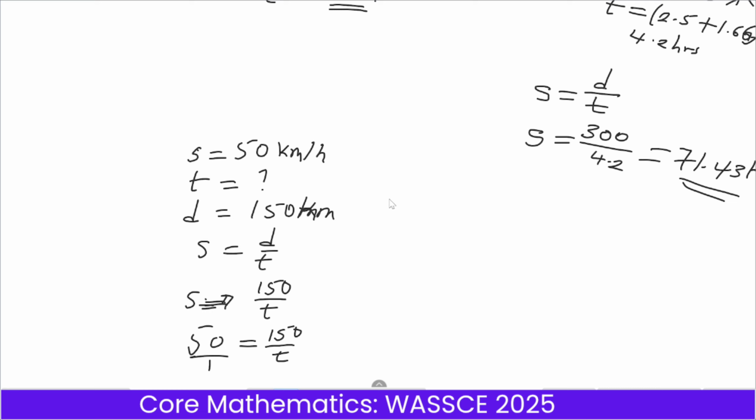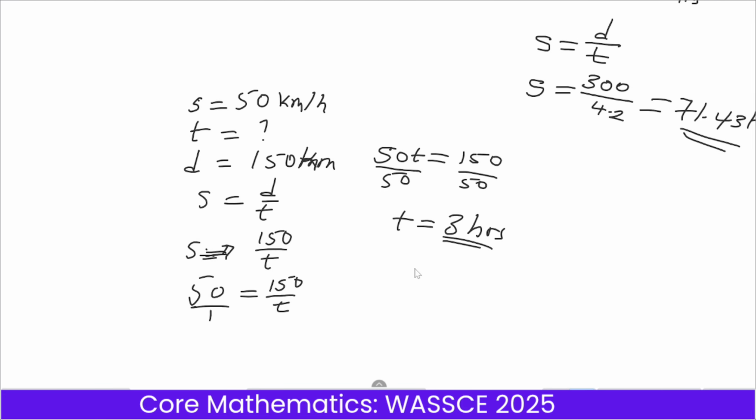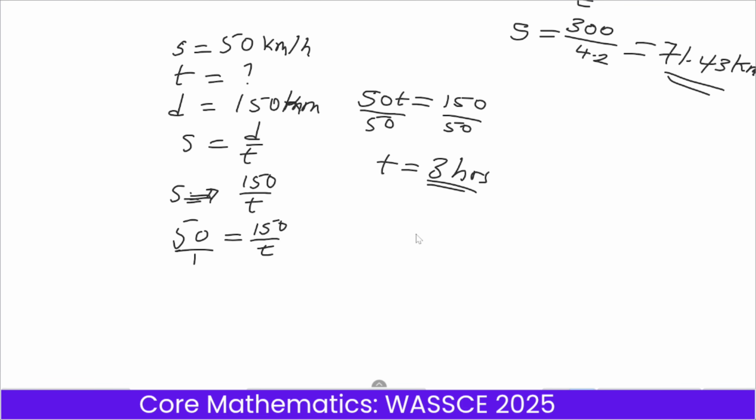So we can do cross multiplication, and by that we have 50t is equal to 150 times 1, which is 150. Then we divide both sides by 50, so we can get our time. We have our time equals 3 hours. So you can observe something very important. You realize that once the speed of the shuttle reduces, the time increases, which is a normal thing we all know. If you are walking fast, you spend less time, but when you walk slow, you spend more time. So that is as basic as that.